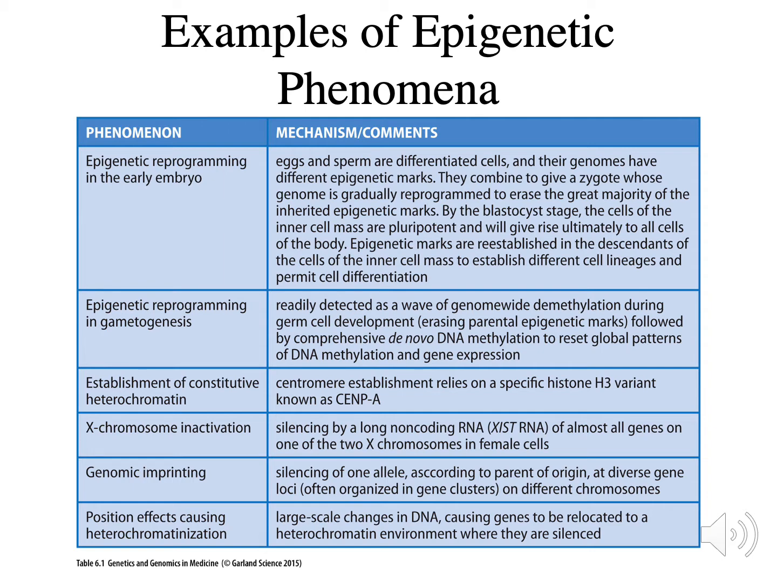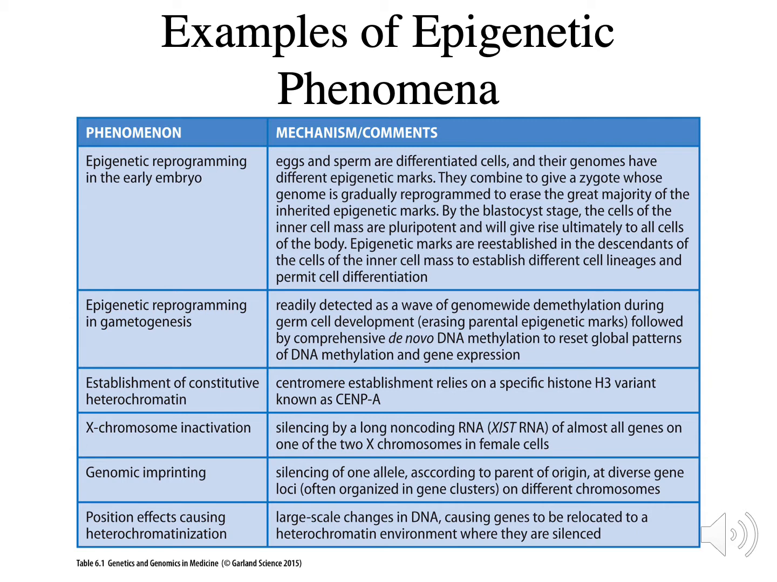And then lastly, we have position effects causing heterochromatization. So these are large-scale changes in DNA that cause genes to be relocated to a heterochromatin environment where they are silenced. And we'll talk a little bit more about each one of these examples later on in this lecture.